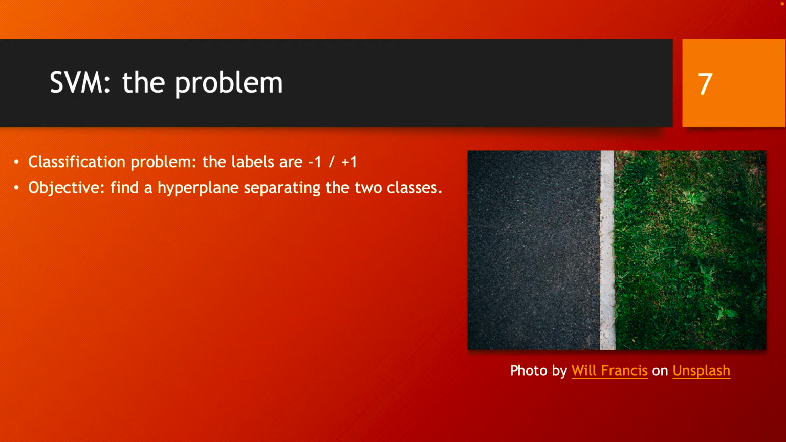So the problem in support vector machines is one where you have to classify a dataset. We have two classes, so the labels come in the form of being -1 for one of the classes and +1 for the other class. And the objective is to find the hyperplane separating the two classes. And this is suggested in this picture here. You have one class here and the other one here, and you have this sort of line.